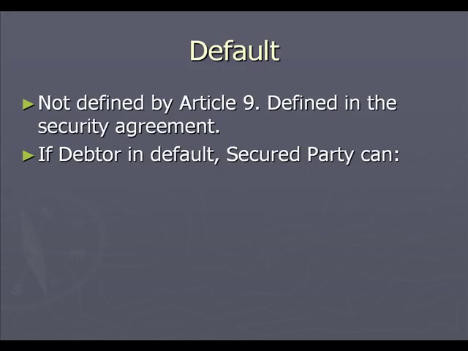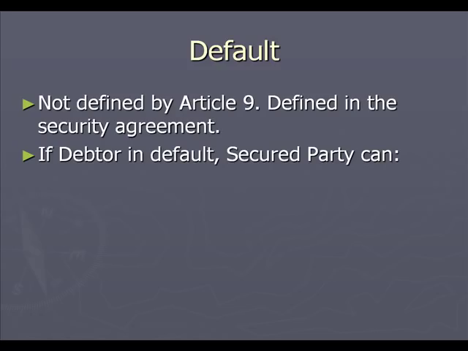Now finally, how does this actually happen? Well, Article 9 doesn't say what default is. You find out how a debtor defaults on the loan by looking at what the security agreement says. So the security agreement might say a default is when the debtor is a month late on their payment. It might say it's when they miss 2 payments in a row. It could say it's when they are 1 day late on 1 payment. So the security agreement will actually define what default means.